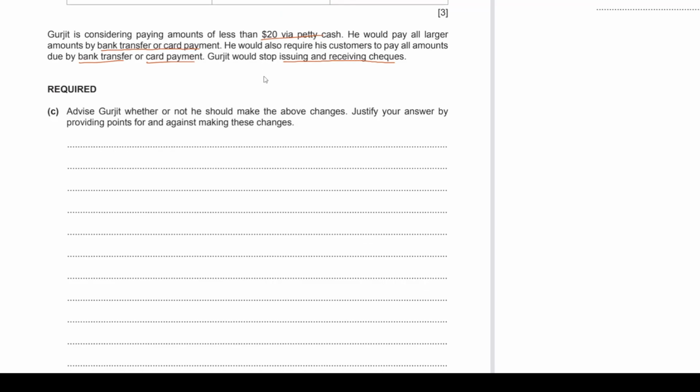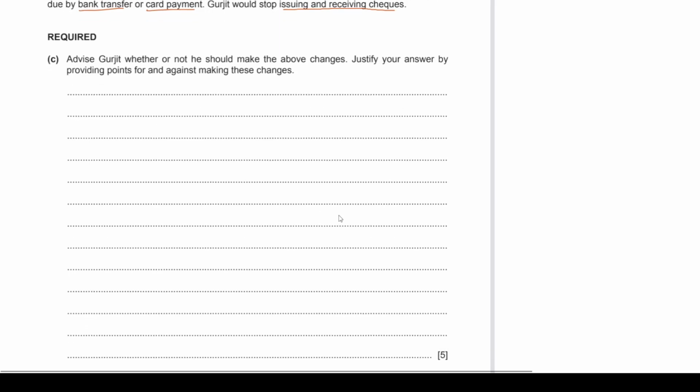Now, what's against the idea? You can say, well, as I said earlier, some customers may prefer paying in cash for any reason. You may give the reason or you may not. So some customers may prefer paying in cash. Some customers may not have bank accounts. Some customers may have card limits, right? So that's enough, I think. That should be enough for 5 marks.